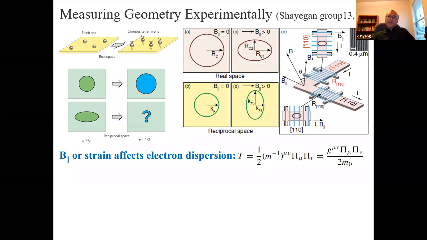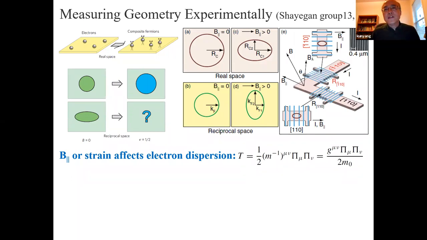I'm not going to spend too much time on the experimental details. Mansour, and also many other people earlier, developed sophisticated ways to probe the Fermi surface shape, starting, I think, from Bob Willett in the early 90s, using these so-called geometrical resonances. If you're interested, I can discuss that maybe later on.